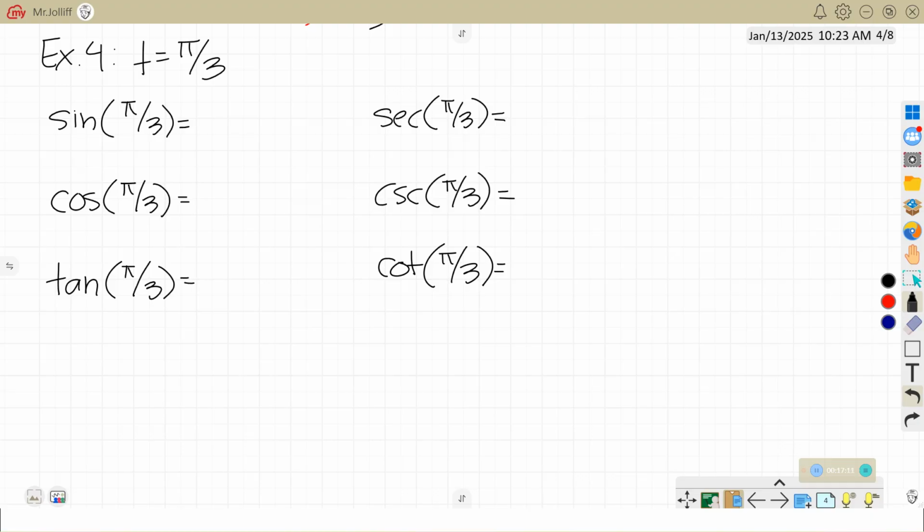Okay, so we know our angle is pi over 3. We want to know the 6 trig functions. First thing we do is find sine and cos. Olivia, what did you get for sine? Square root of 3 over 2. And what did you get for cosine? 1/2. Can I get a thumbs up if you also got those values? Very good.